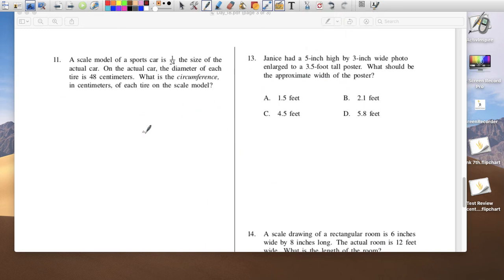13. Janice had a 5-inch high, so this is 5 inches. This is a 3 inches wide photo.